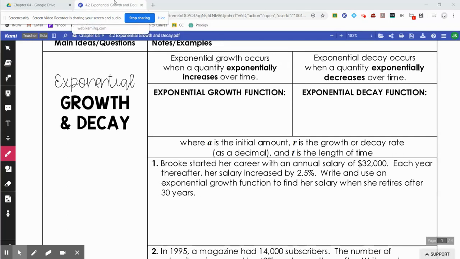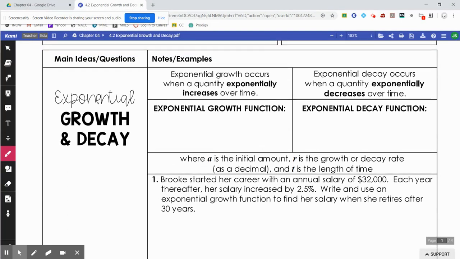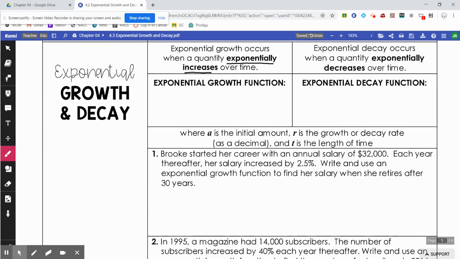Okay, in this video, we're going to be talking about real-life applications of exponential growth and decay. Exponential growth occurs when a quantity exponentially increases over time. Now, the formula for exponential growth, and again, this is a function of time. It's over time, so we're going to be plugging in a time after 1 year, after 2 years. But we have a starting point and then 1 plus r raised to the t power.